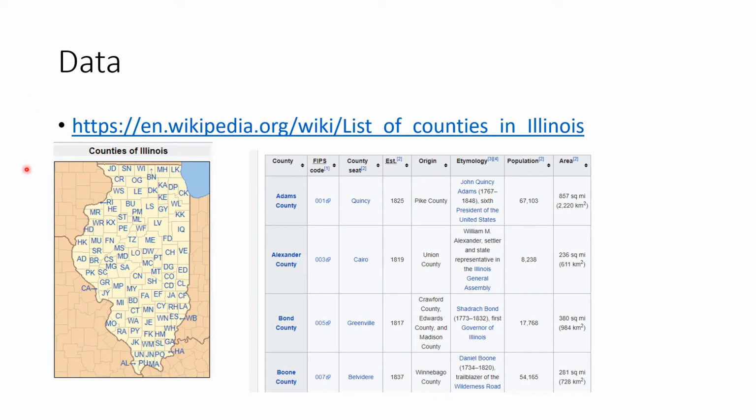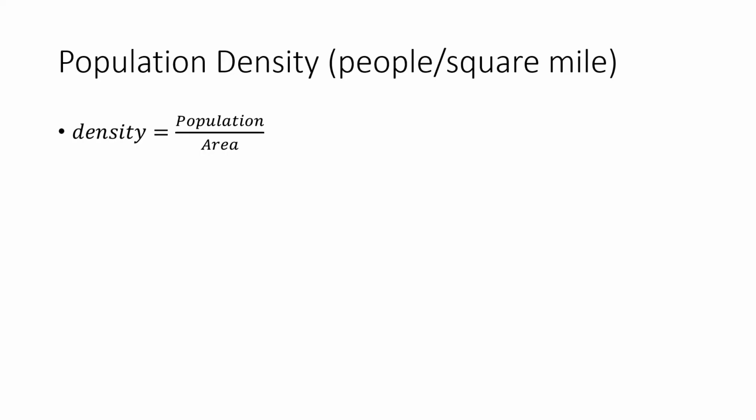Here's where your data can be found. There are a bunch of counties in Illinois. You can see pictures of them here. DuPage County is right up here. And not only do they have pictures of these counties, but they have a bunch of data. That's where your data comes from. You may find yourself having to reformat and enter some data to answer these questions. Here's a formula for population density. For all the counties in Illinois, density is equal to population divided by area, and that's going to be in units of people per square mile. So that's an important equation for you to be aware of.